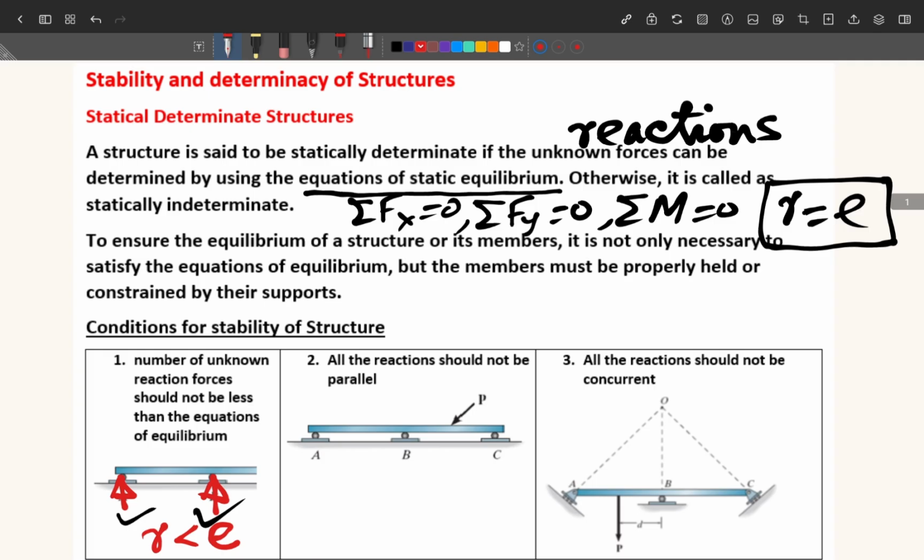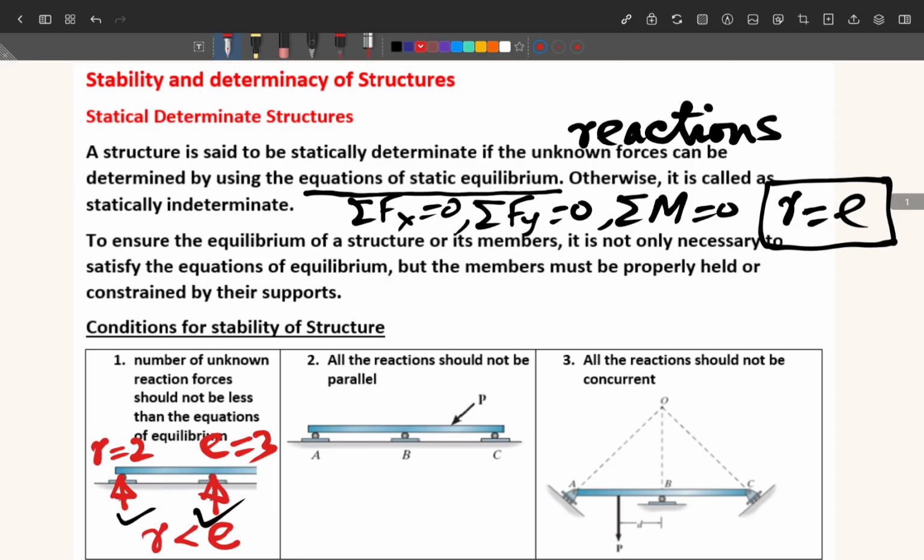So this is one condition of a stable structure, that the number of reactions should not be less than the number of equations of equilibrium. Okay. So here R was equal to 2, but E is equal to 3. Therefore, this structure is unstable.